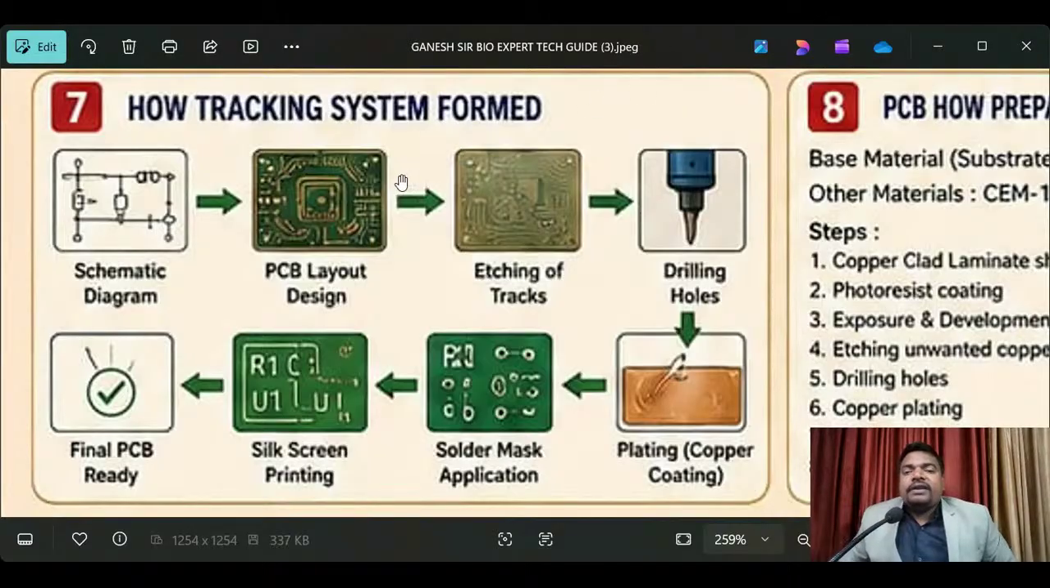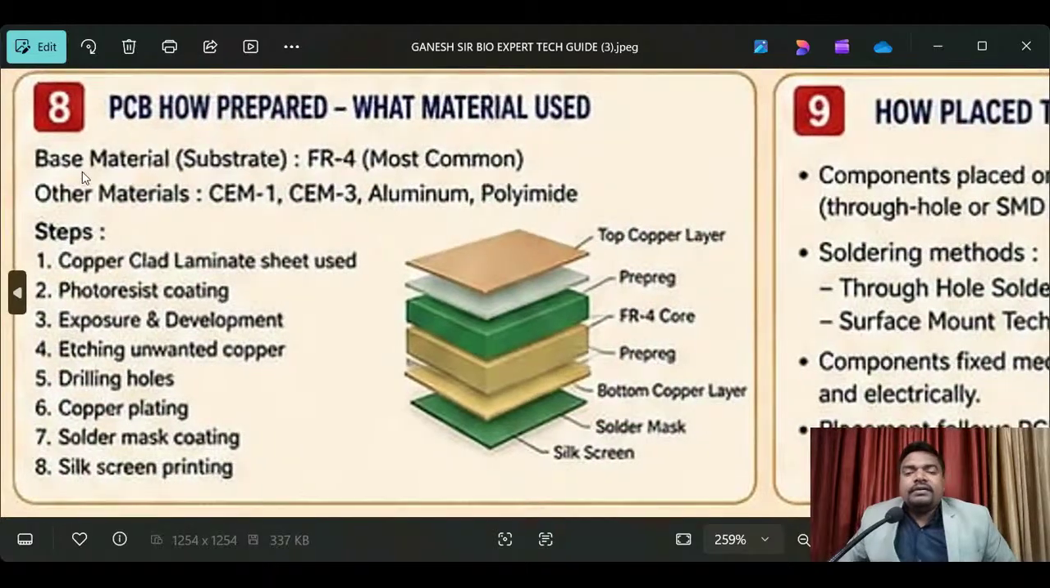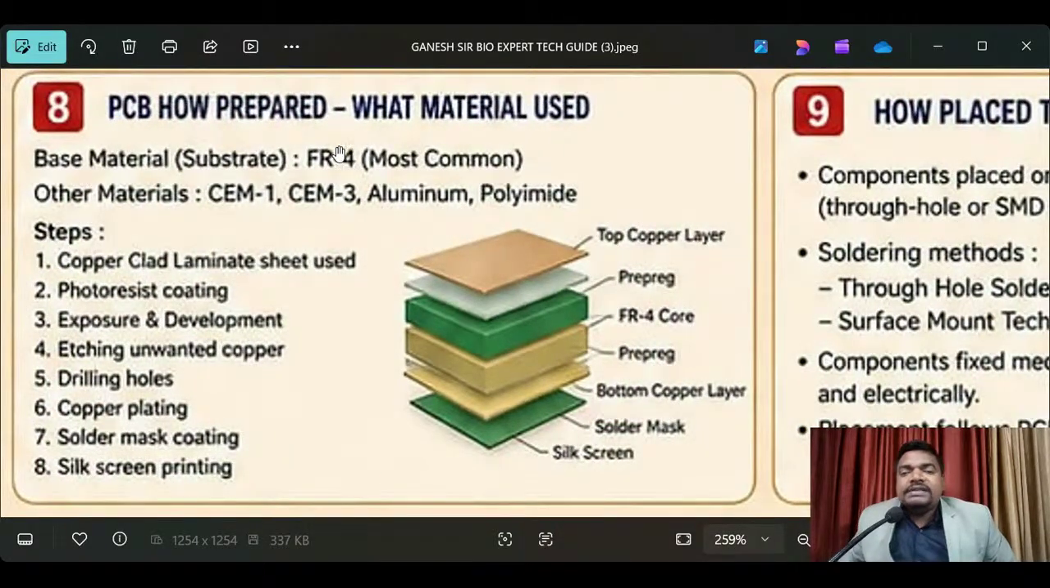Okay, next, 7 points complete. Now come to the 8th point. See here: PCB, how prepared and what material used. How is an electronic PCB, printed circuit board, prepared, because normal cardboard is not used. What materials are used? As a biomedical engineer you have to keep these things in your mind and you have to know all of them.